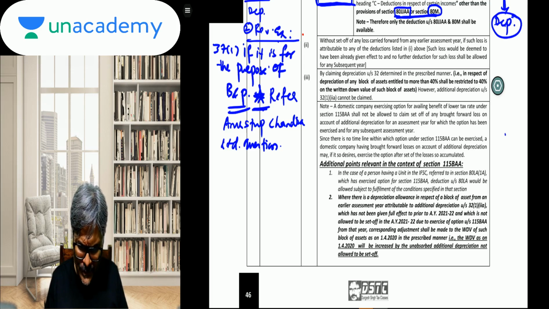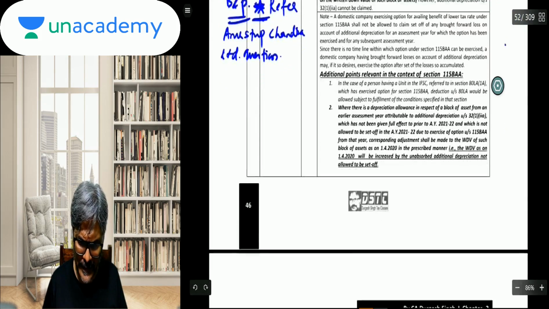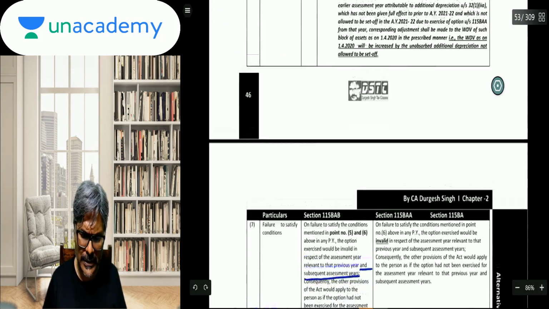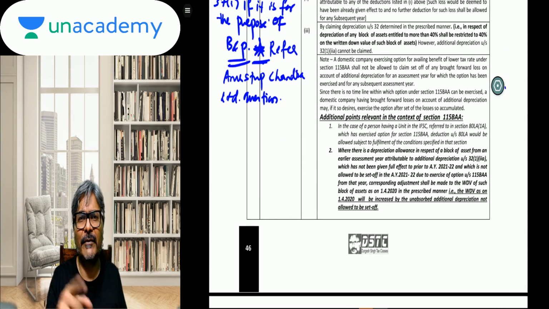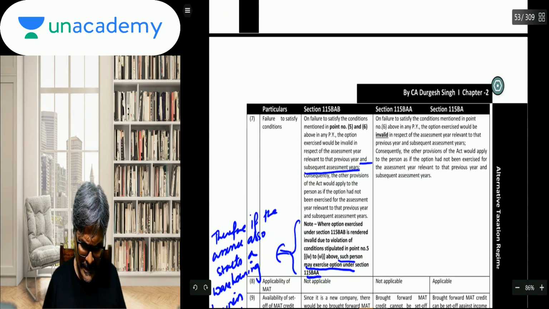Now, students, there is this note of 115BAA. I just want you all to go through it later on. Ensure to go through this particular note, 115BAA. Because you have just done this IFSC also, and you have done the practical question on that IFSC, International Financial Service Center. So, students, just go through this particular note once. And that should be all.